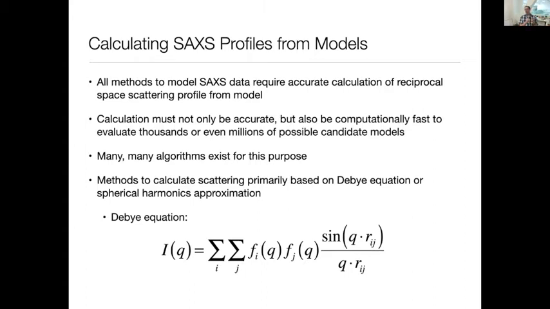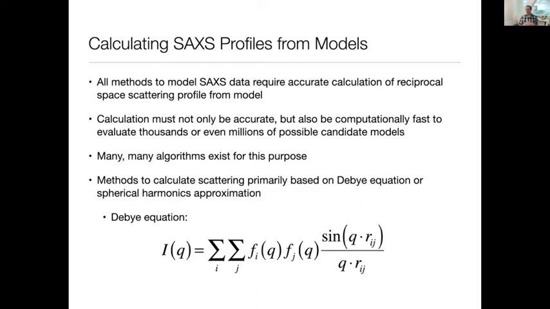how you deal with excluded volume, how you deal with hydration shells, how you deal with the form factors of atoms, all these different types of things. So there's a lot of consideration that goes into it. And because you're using so many models to generate all these scattering profiles, it has to be fast. And there's always these trade-offs between various algorithms for speed and accuracy.